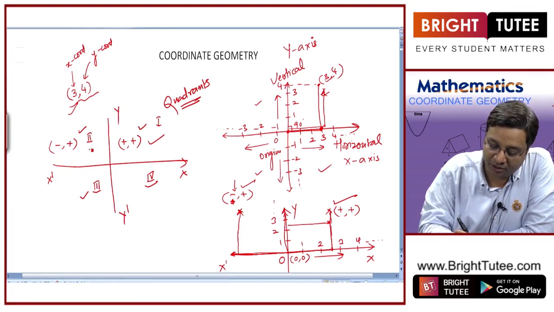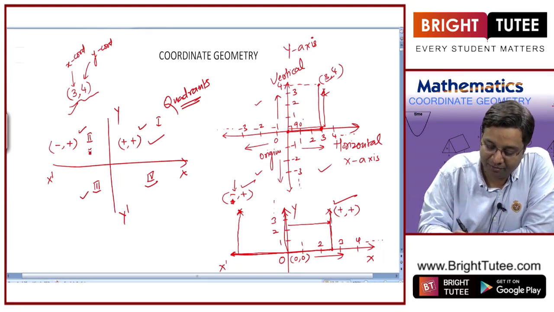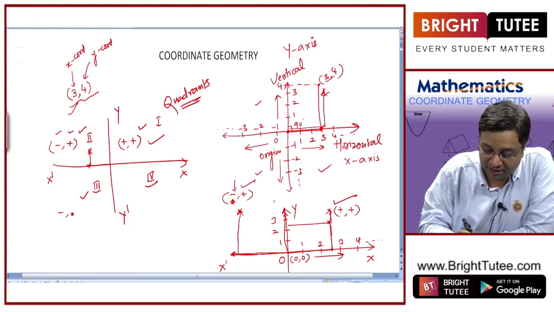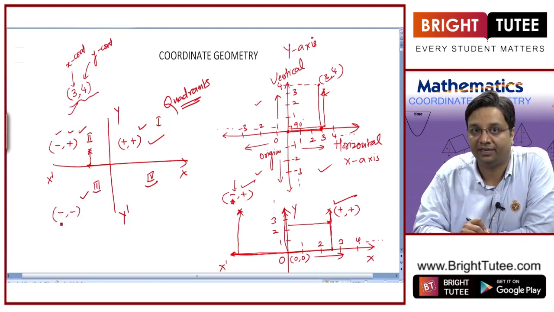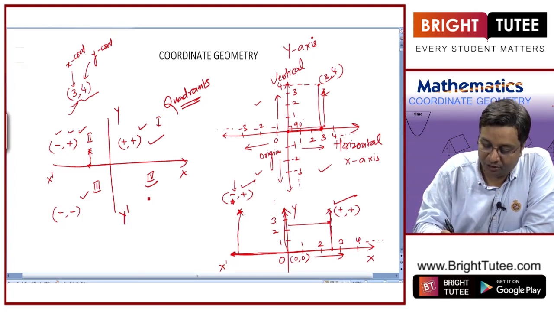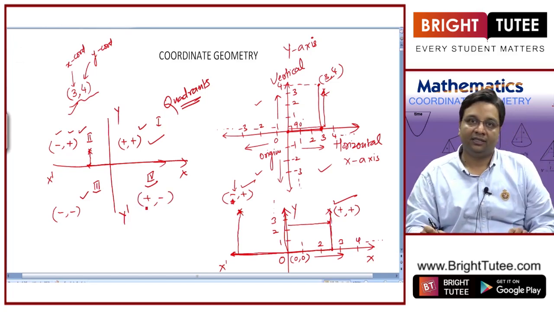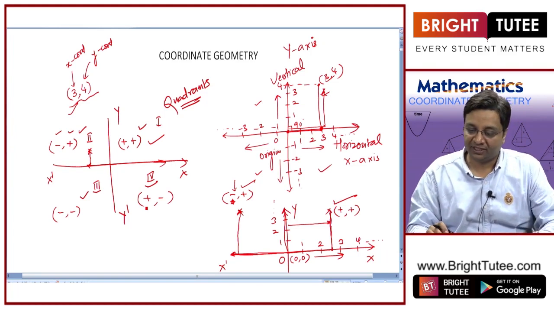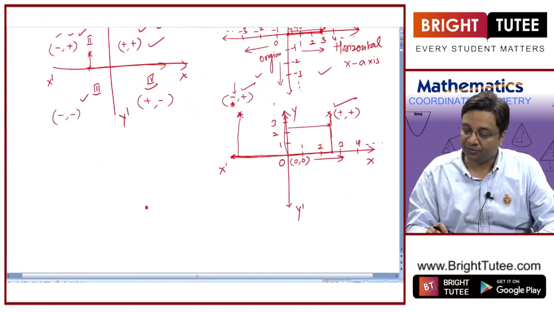Because in the second quadrant, if you want to reach any point, you have to go towards the negative direction of the x-axis and then the positive direction of the y-axis. So negative, positive, right? So you tell me what will be the coordinates in the third quadrant? Negative, negative, right? In the fourth quadrant, x is positive and y is negative, right? So this is the sign convention in the 4 quadrants, right?